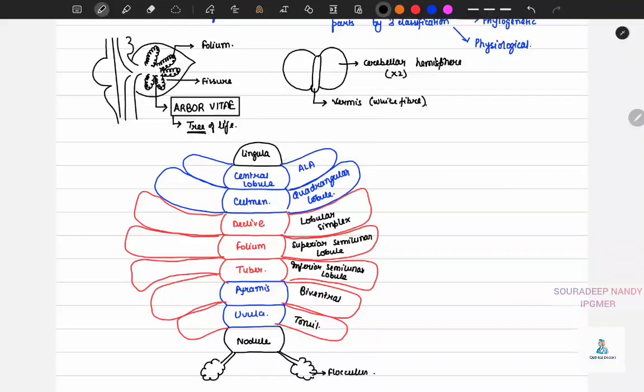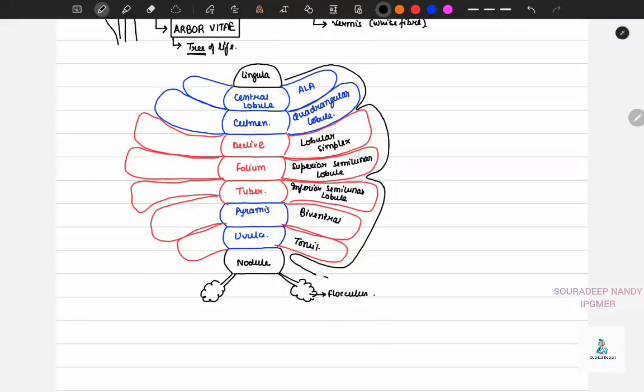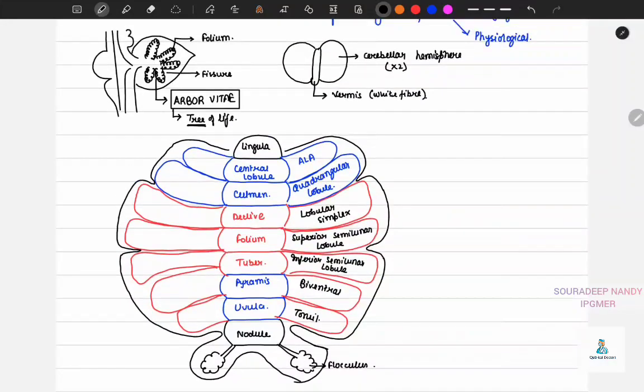We can very well see that here lies a fissure between the quadrangular lobule and lobular simplex. Then here lies another fissure between the superior semilunar and inferior semilunar lobule, and here lies another fissure between the tonsil and the flocculus. The same is on this side also. So this is how a cerebellum looks.